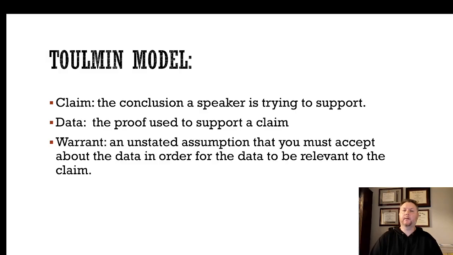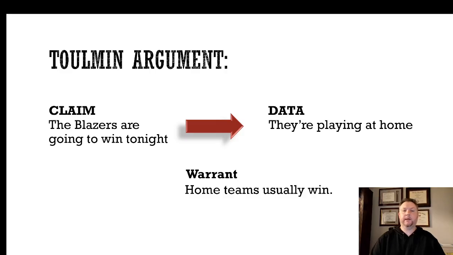Again, a claim is the conclusion the speaker is trying to support. Data is the proof used to support that claim. And the warrant is the unstated assumption that connects those two components together. So if you look at it in this sample model, if I said the Portland Trail Blazers, a team in the NBA, are going to win tonight, and I say the reason they're winning is they're playing at home.